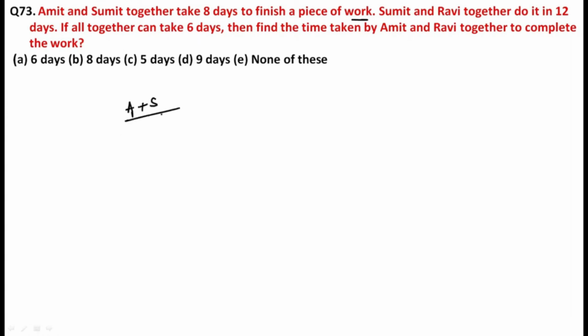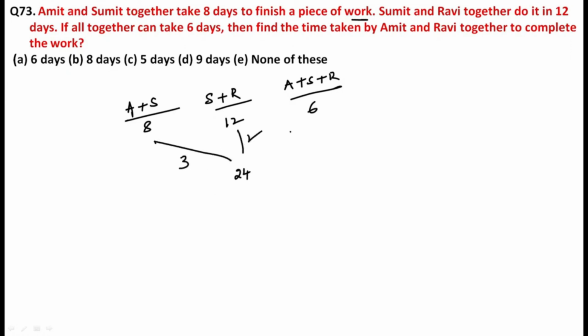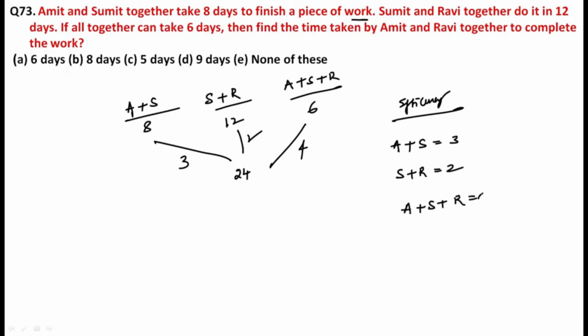So Amit and Sumit can do the work in 8 days. Sumit and Ravi can do the same work in 12 days. All together, Amit, Sumit and the other person Ravi can do the whole work in 6 days. Now the total work is equal to 24, the LCM of all the parameters. Here the efficiencies are 3 units, 2 units, and 4 units. Now take the efficiency from all this information. Amit plus Sumit efficiency is 3 units. Sumit plus Ravi efficiency is 2 units. Amit plus Sumit plus Ravi is equal to 4.